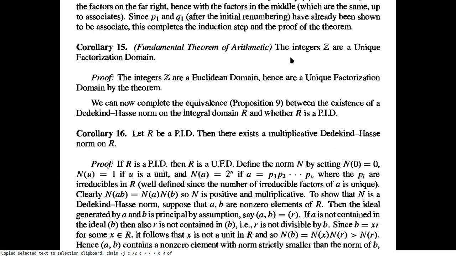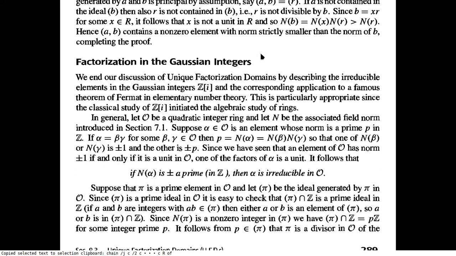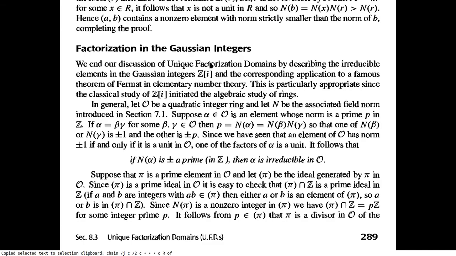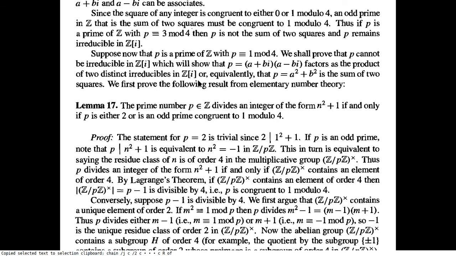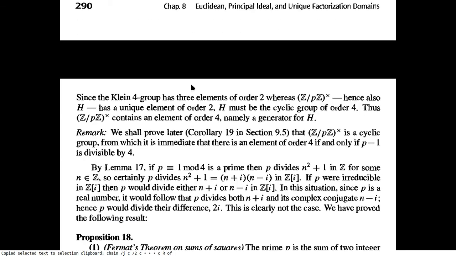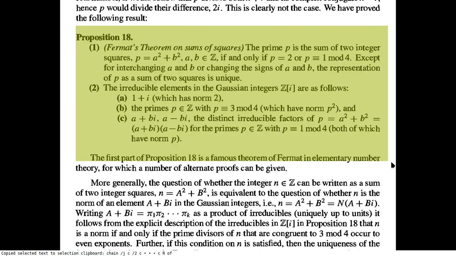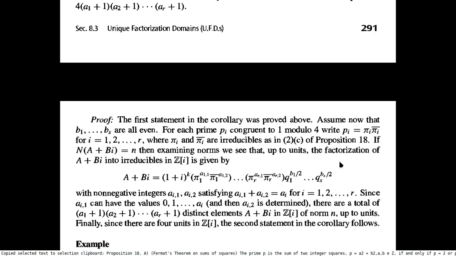And then you have a few corollaries, which is the fundamental theorem of arithmetic. It's just showing that the integers are a unique factorization domain, and because we know that Z is a Euclidean domain, that's that. And there's this other section about Gaussian integers, which can be helpful to go through, but we will not have the time to go through. Yeah, because it gives some idea about Fermat's theorem, so it can be interesting to go through.